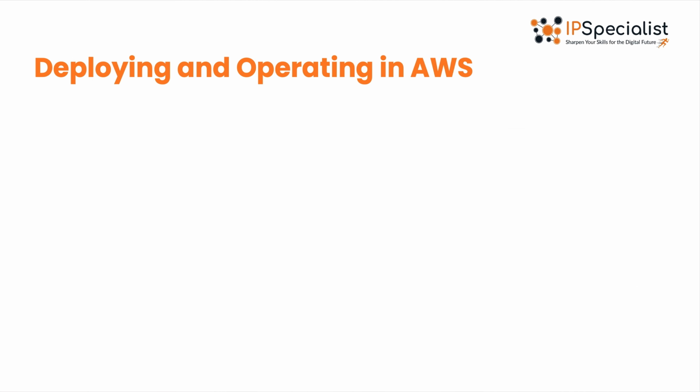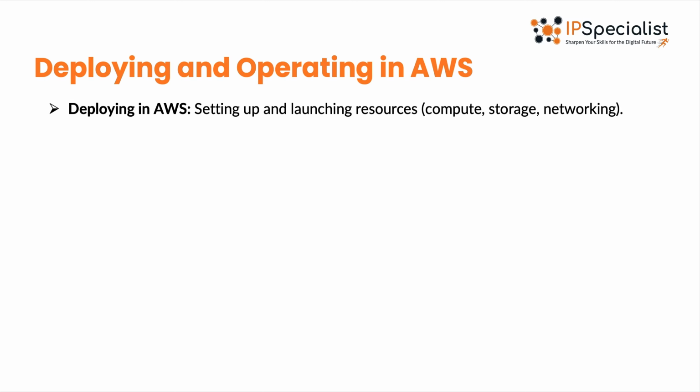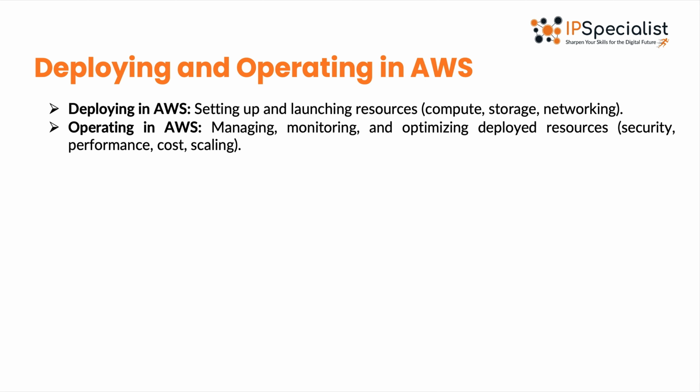So first, let's understand what deployment means in AWS. Deploying in AWS refers to the process of setting up and launching application services or resources on Amazon Web Services. This involves provisioning the necessary compute, storage, networking, and other infrastructure components to run an application or service. Operating in AWS refers to the ongoing management, monitoring, and maintenance of those deployed applications and resources. This includes ensuring security, optimizing performance, managing cost, and handling updates and scaling.